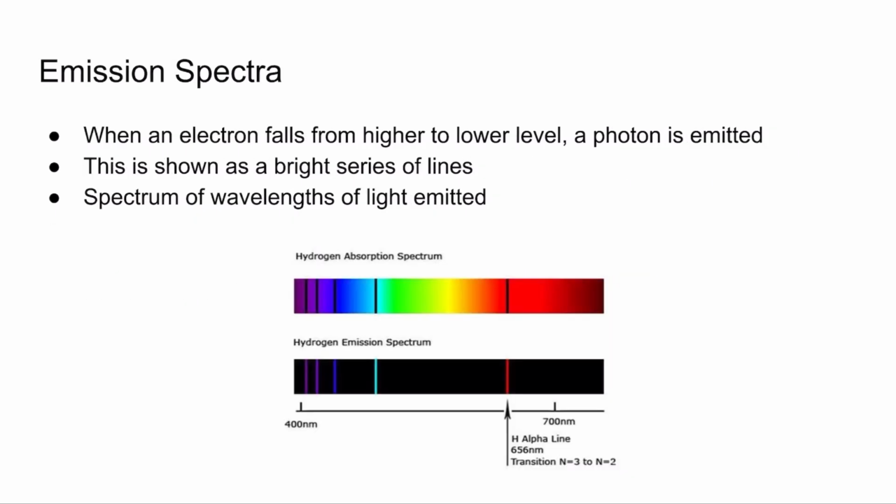Okay, now you guys probably know the emission spectra by now. These are just the colors and stuff. So basically, when an electron falls from a higher level to a lower level, it shows as a bright series of lines of colors.